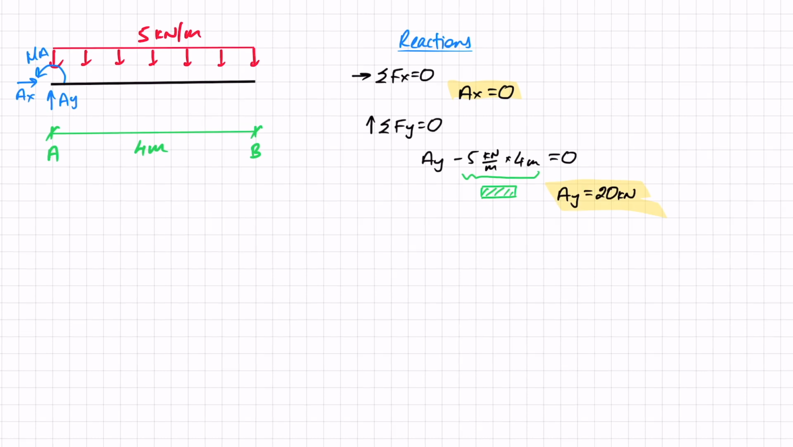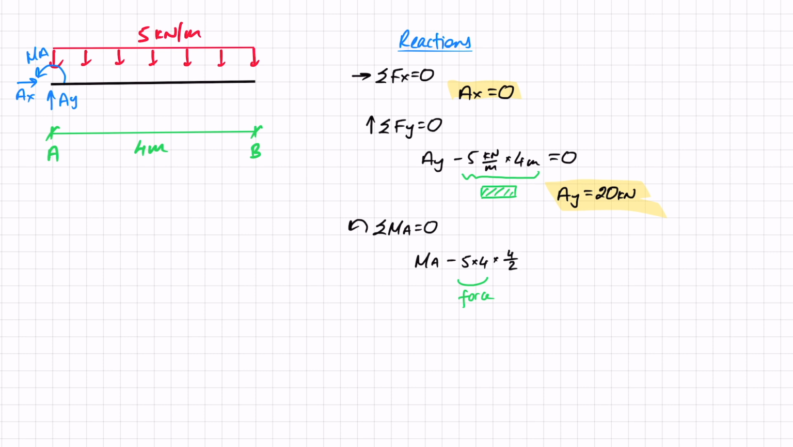The last thing that I'm going to do is the sum of moments around point A equals 0, with this being my positive direction. In this case I've got MA, that support reaction for the moment, and then I've got the uniformly distributed load. That gives me a negative moment, right? It gives me a clockwise moment. So minus 5 times 4, that gives me the force, and the distance is 4 over 2.